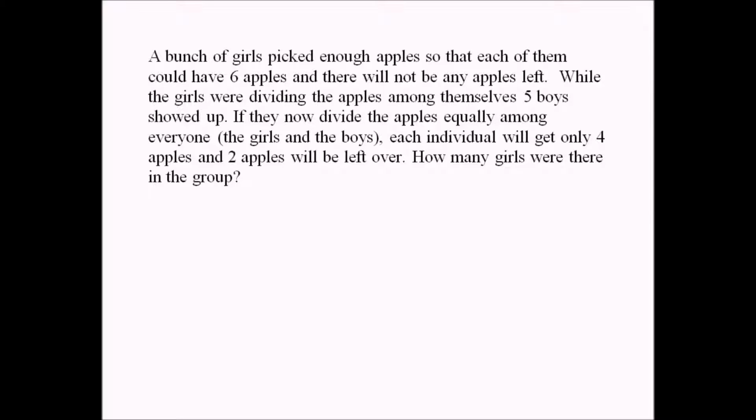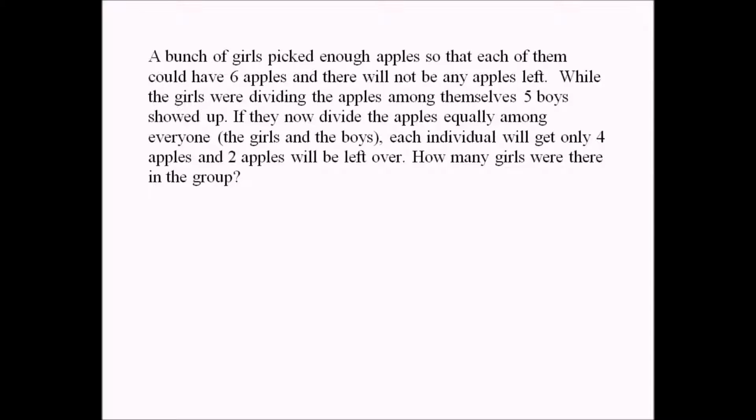We had a bunch of girls and they got some apples, and if they each got 6 apples, all the apples will be gone. There won't be anything left. However, while the girls were dividing the apples, 5 boys showed up, and the boys and girls, if they divide the apples equally, now each person, either a boy or a girl, would get 4 apples and 2 apples will be left over. How many girls were there?